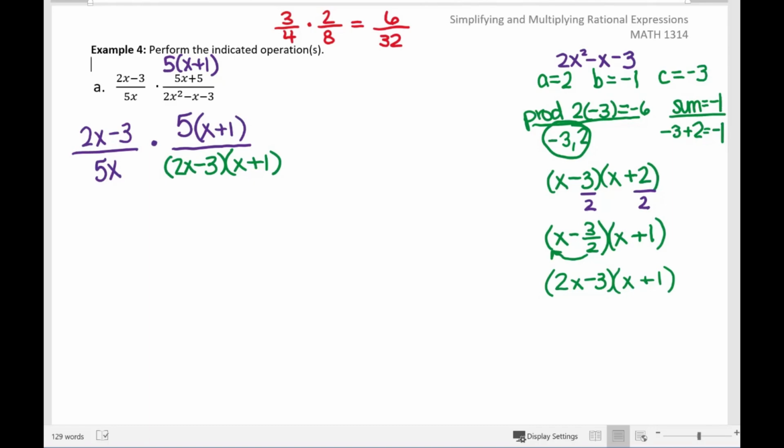Notice that the x plus 1 shows up in top and bottom in the same fraction. The 2x minus 3 shows up in the top of the first fraction and the bottom of the second. And again, we can get rid of the 2x minus 3 because it's a group. It's showing up in both top and bottom. We take a moment to see where we are. Up top, we have 5. In the bottom, we have 5x.